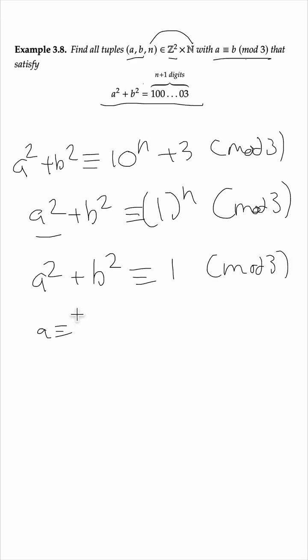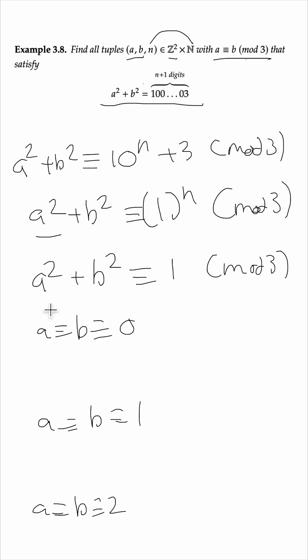Let's say a is congruent to b is congruent to 0. That's going to be the first case. A congruent to b congruent to 1 is the second case. A congruent to b congruent to 2 is the third case. So if a and b are both congruent to 0, then we get 0 plus 0, that's never going to equal 1. So there's no possible solutions there.